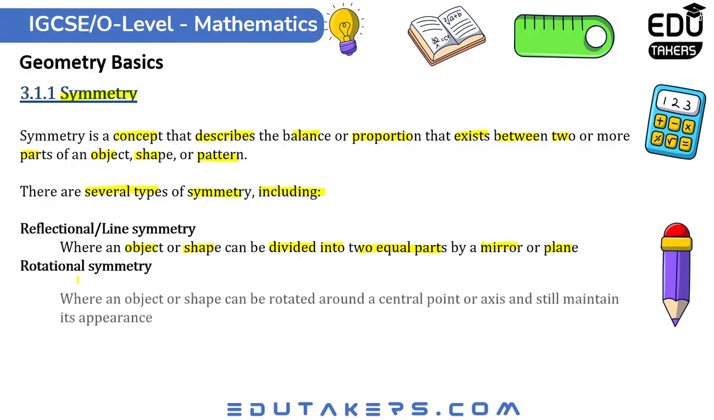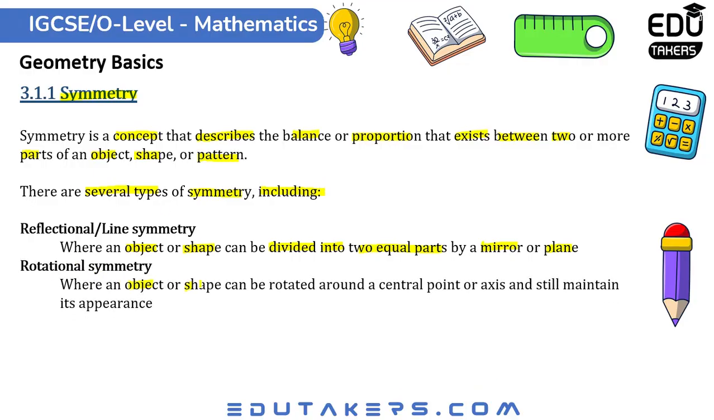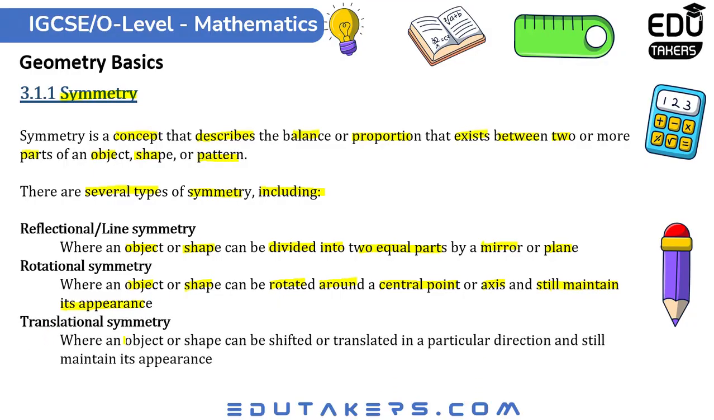Rotational symmetry, where an object or shape can be rotated around a central point or axis and still maintain its appearance. Translational symmetry, where an object or shape can be shifted or translated in a particular direction and still maintain its appearance.